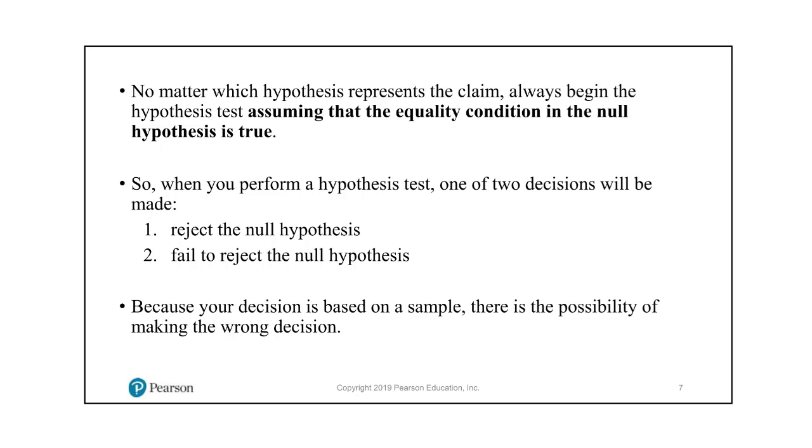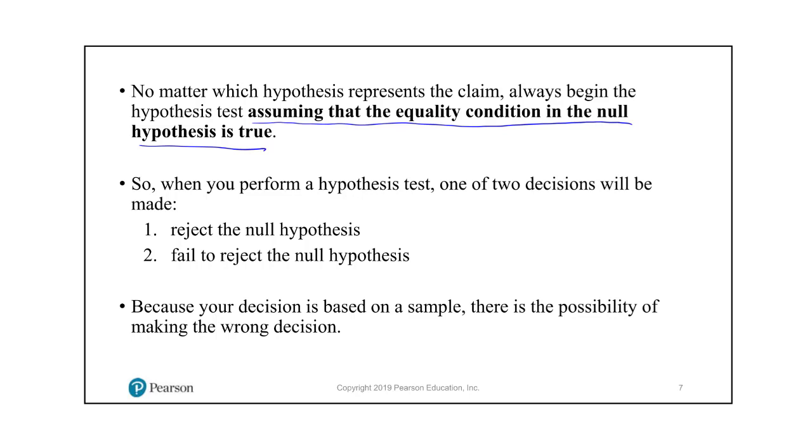So once we've set up the null and alternative hypothesis, what do we do? Well, no matter which hypothesis represents the claim, you always begin the hypothesis test assuming that the equality condition in the null hypothesis is true. So we're basically taking the null hypothesis and assuming it's true. And then we're going to make a conclusion based on that.